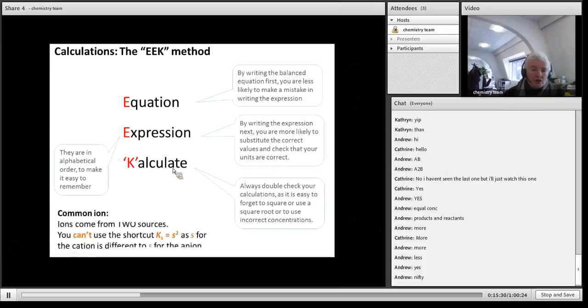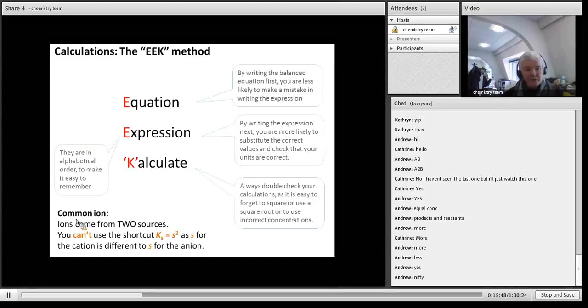And just as a final point, the one we had on that second slide, Ks is equal to S squared, we can't use if we have ions from two sources. So remember when I added silver nitrate, that's the common ion. I've added silver but from a different source. So I can't use the shortcut whenever I have a common ion.